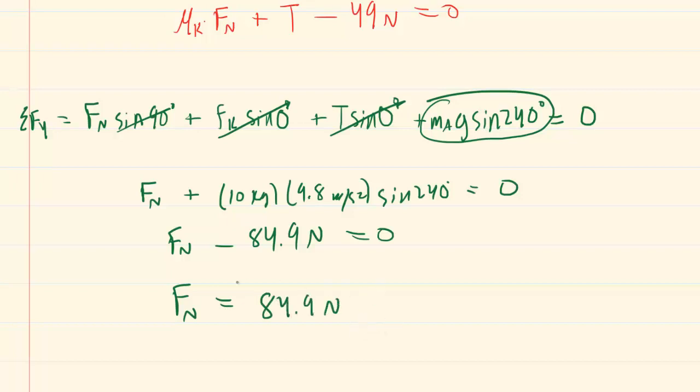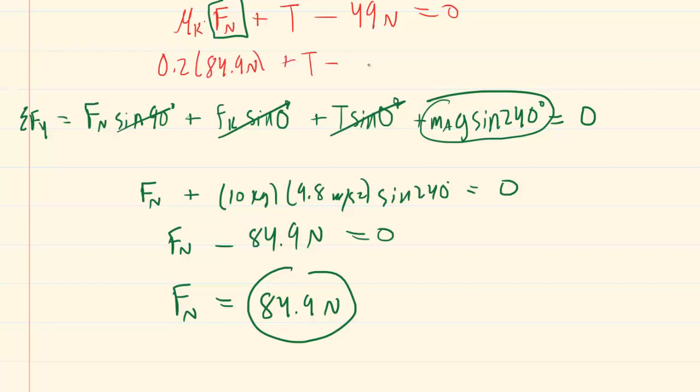And so you can take this normal force and you can now go back and plug it into the equation you had developed for the x components. So we'll take the coefficient of kinetic friction, which was stated in the question to be 0.2, multiply that by our new normal force that we just found, plus tension minus 49 newtons is equal to 0.